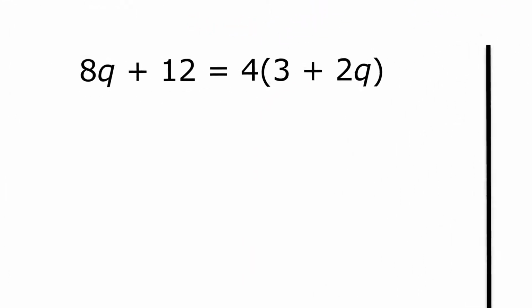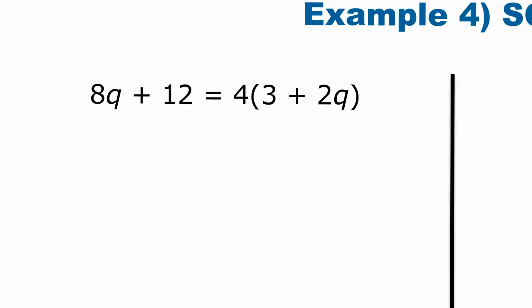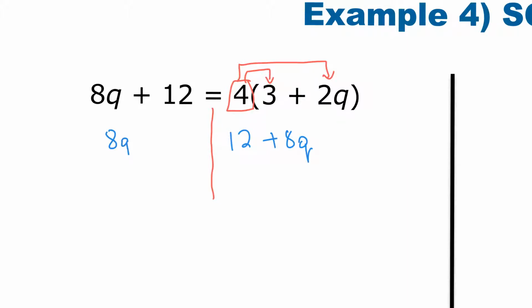So I am going to, first of all, distribute that 4. So I'm going to multiply 4 times 3. Let me just bring down the line under the equal sign. 4 times 3 is 12. And then I'm going to multiply 4 times positive 2q. And that's going to be positive 8q, 4 times 2 is 8q. On the left side, these are not like terms. So let me just bring down the 8q plus 12.